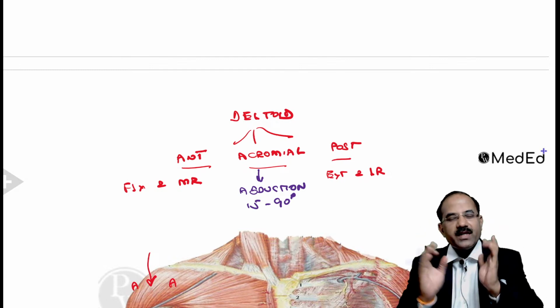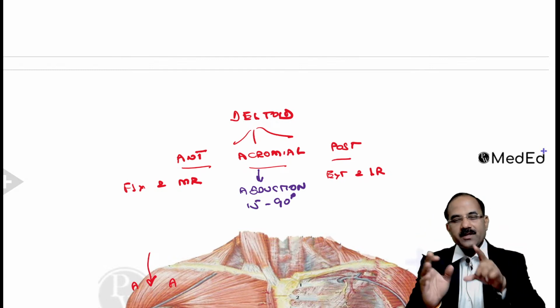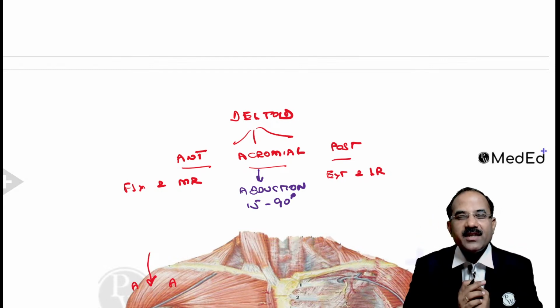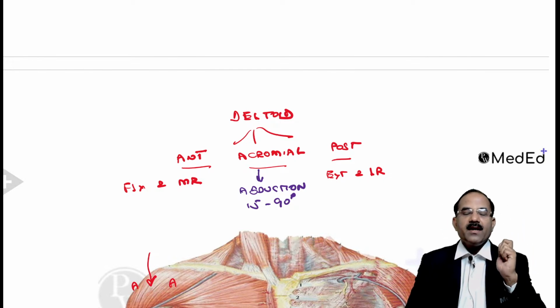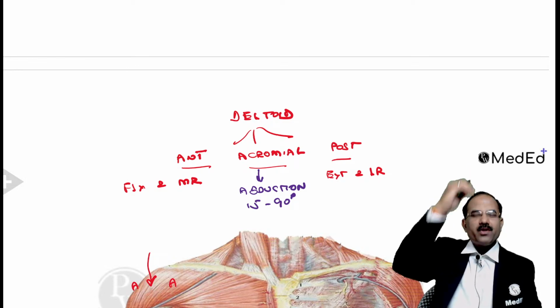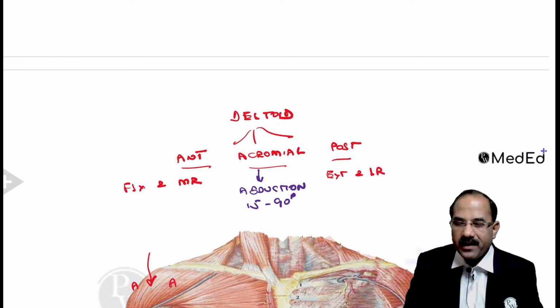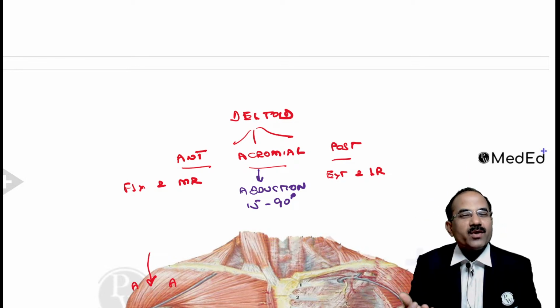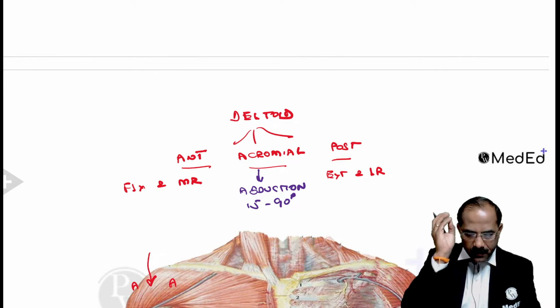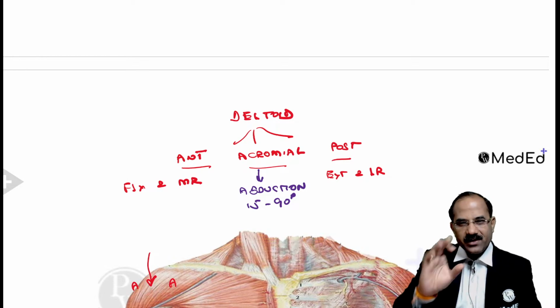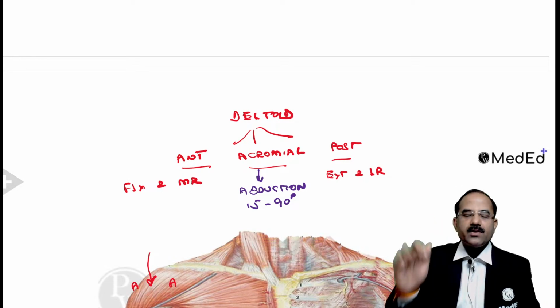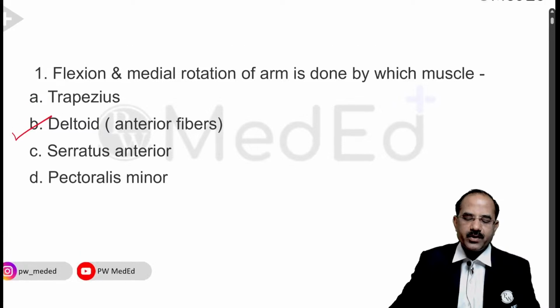So who does 0 to 15 degrees of abduction? Supraspinatus. 15 to 90 degrees of abduction is done by the acromial fibers of deltoid, and 90 and above, what do you call this? Overhead abduction. And who will do this overhead abduction? Serratus anterior and trapezius. Perfect. So that's about abduction at the shoulder joint.